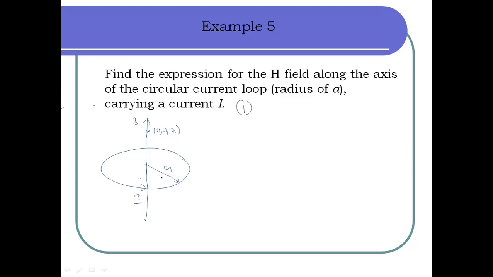In this particular case, your element is here. This is the element of current, a dL vector. We can put the element of current as I dL vector, which can be written as I R d phi in the direction of phi. That should be our element of current for this problem. Step number 2 is to find the dH produced by this dL element.